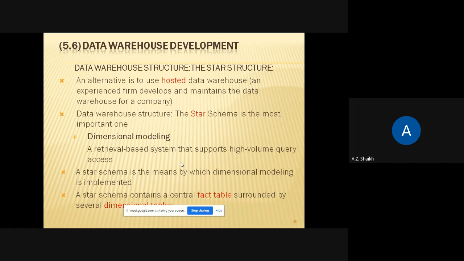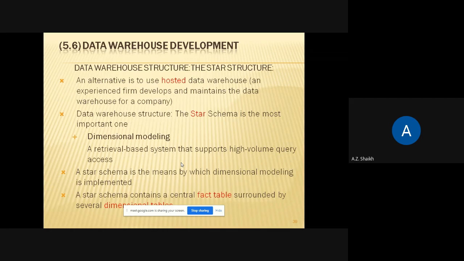The data warehouse design is based on the concept of dimensional modeling, and dimensional modeling is actually a retrieval-based system that supports high-volume query access. Retrieval-based means whatever you are able to store in the data warehouse, you are able to retrieve the required data by firing the query. That's why it is called a retrieval-based system. So the star architecture is implemented by using the concept of dimensional modeling.